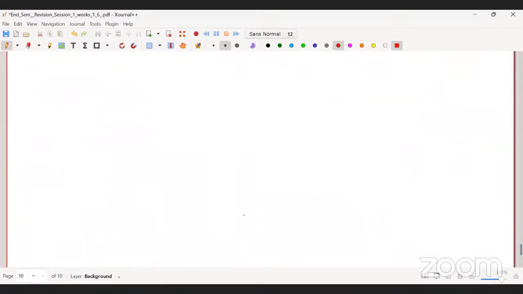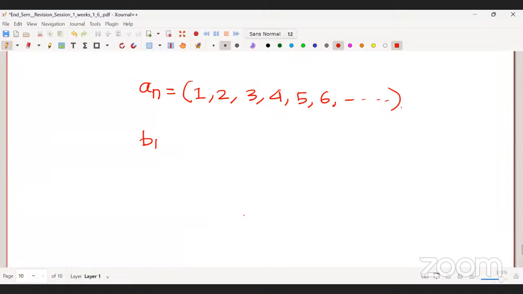So this is your sequence. Your sequence A_n, this is your original sequence, right? 1, 2, 3, 4, 5, 6, and so on. And you are taking a subsequence. What is B_n? B_n is what?